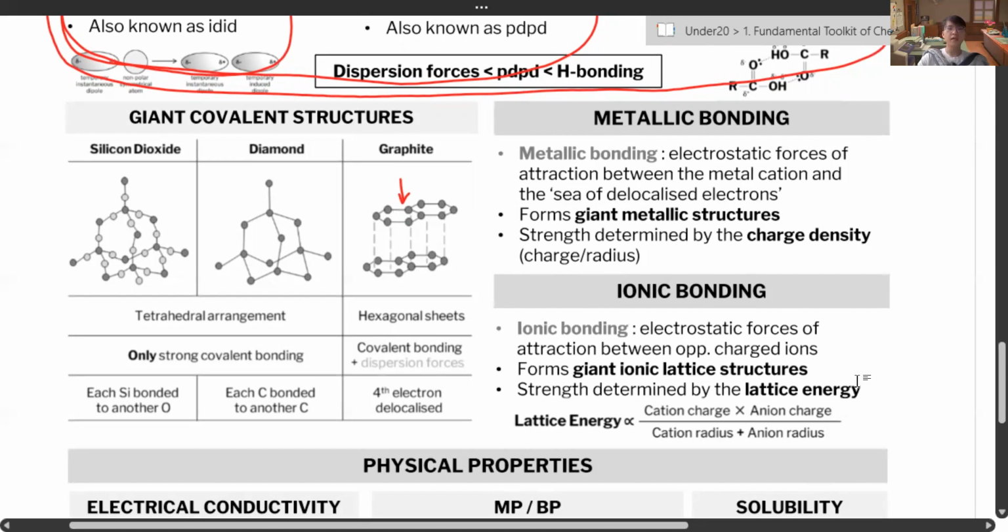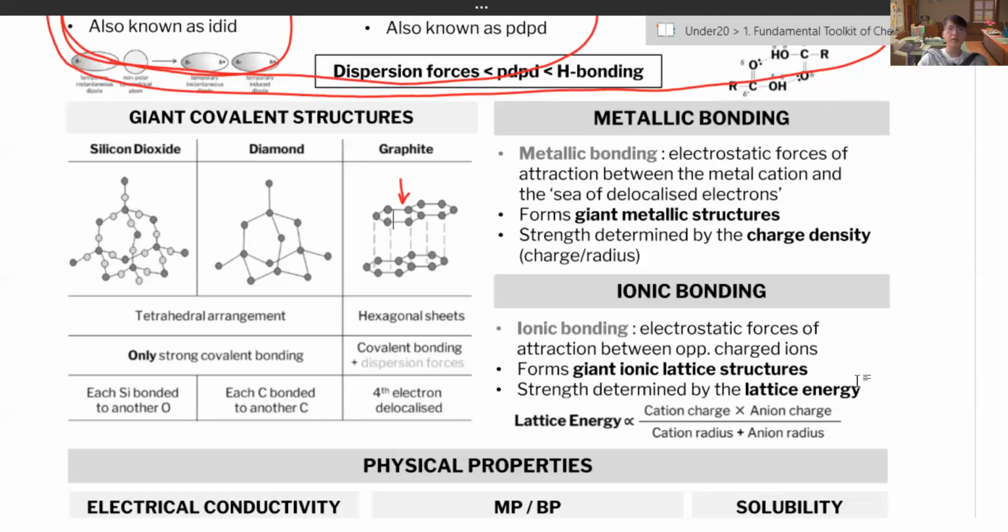Next, we look at ionic bonding. Ionic bonding is the electrostatic forces of attraction between oppositely charged ions. In the exam, if they ask you for ionic bonding, please specify what the oppositely charged ions are. So if it's NaCl, then say it's between Na+ and Cl-. So very naturally, they form giant ionic lattice structures, very simple to remember.